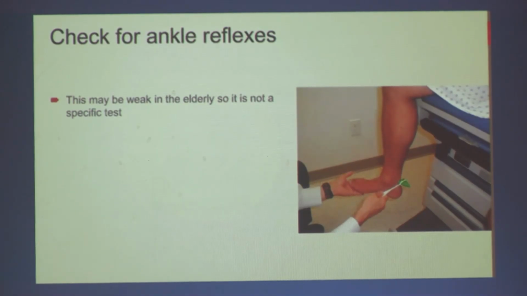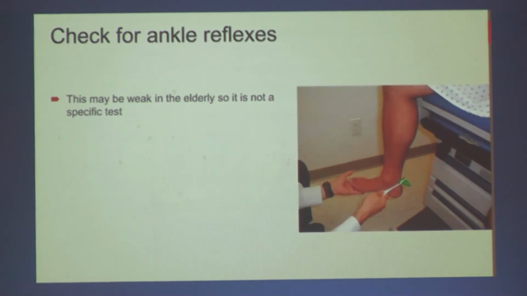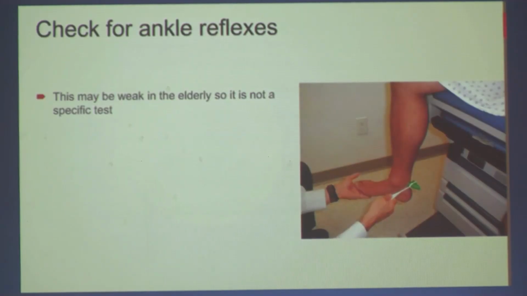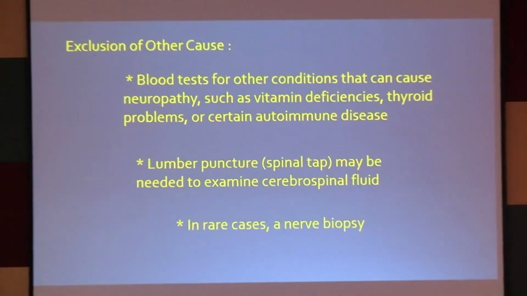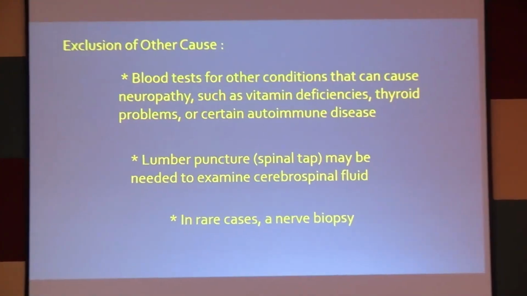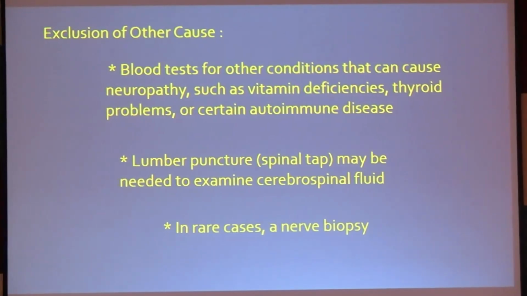And lastly, the electrodiagnostic studies like EMG and nerve conduction velocity. And in rare cases, we should go for nerve biopsy. But tests should be done to exclude other causes of peripheral neuropathy.